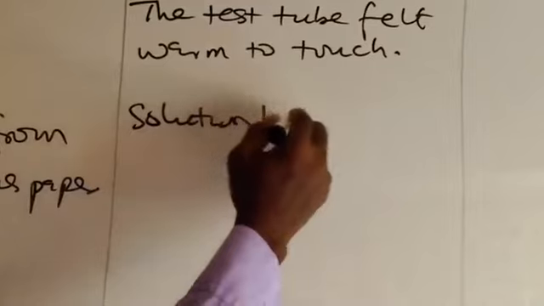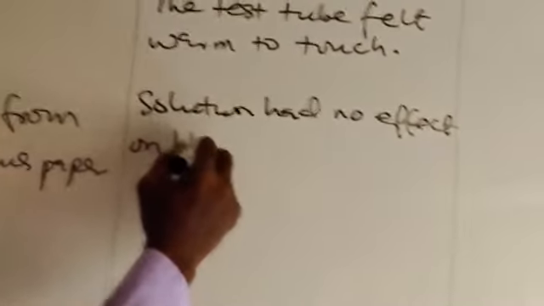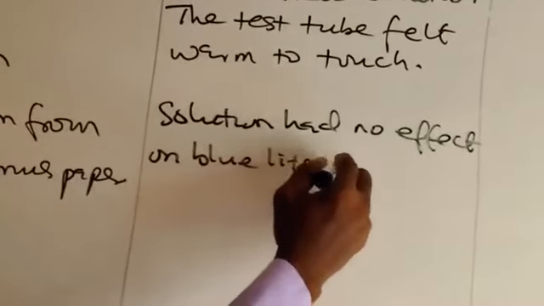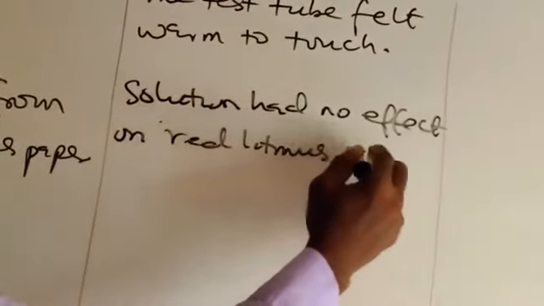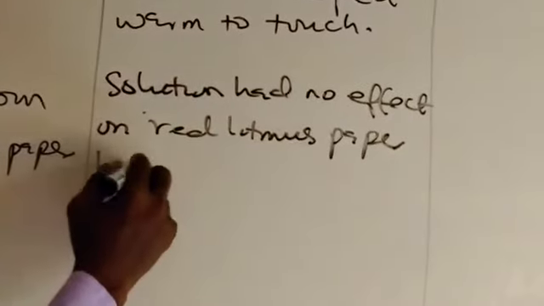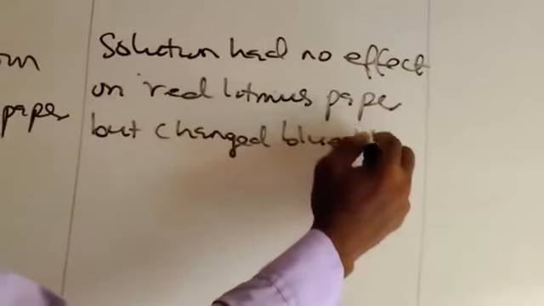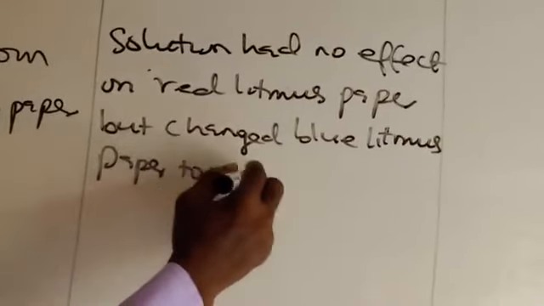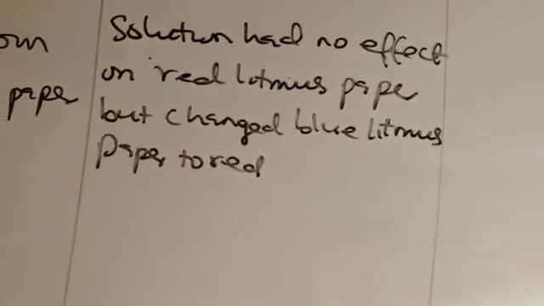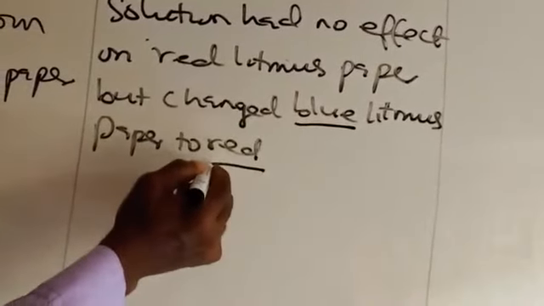So now I write observation: solution had no effect on blue litmus paper. On red litmus paper, but changed blue litmus paper to red. Look at the color, the two colors will be mentioned for you to score. Change blue to red. You must mention the two.